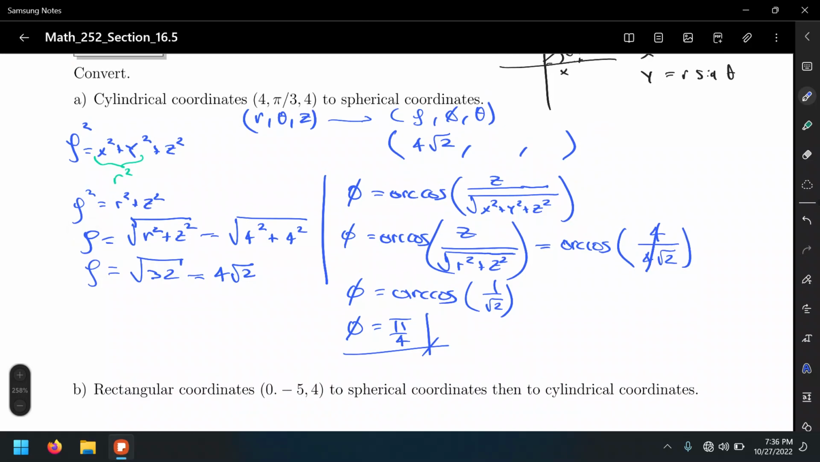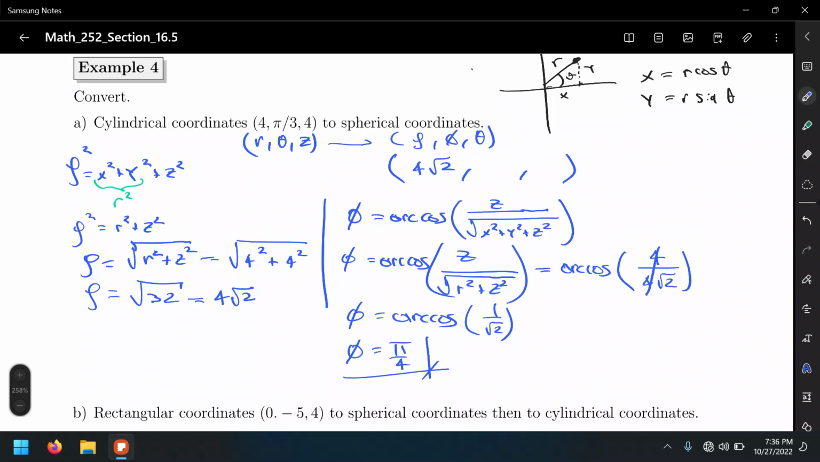Okay. What else are we missing? We're missing the angle theta. What's the angle theta? Actually, it's given, isn't it? Oh yeah. So this is pi over 4. And what's theta? We don't have to calculate anything, right? Because we got it here. Pi over 3. And that's it. So that's the equivalent in spherical coordinates.